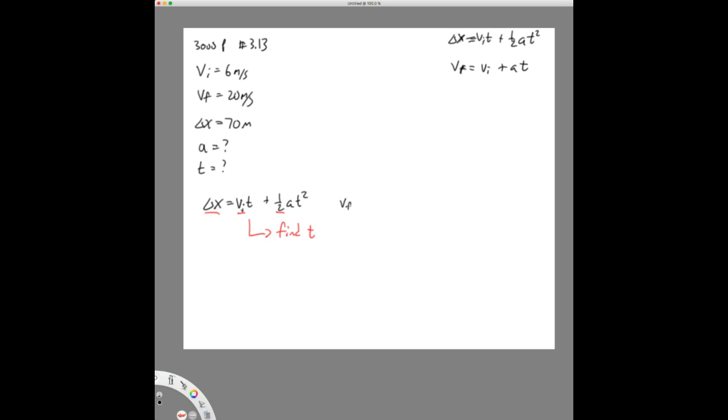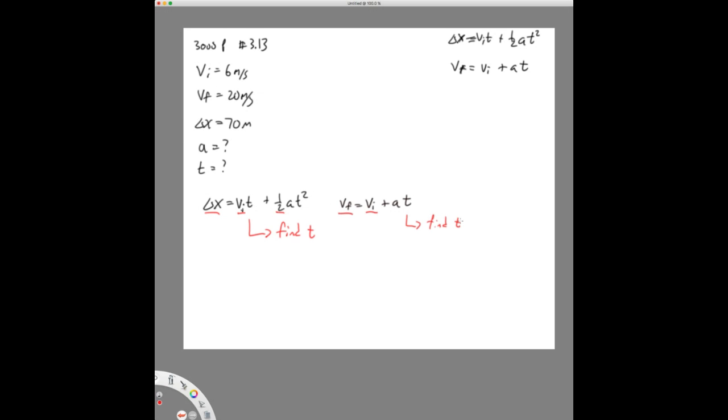If we have V final equals V initial plus acceleration times time, we check: do we know V final? Yes, we do. Do we know V initial? Yes. And because I have this translation, it's a tremendous improvement not to have to go back into the English to figure these things out. I want to find a. Do I know the t? No, I don't. So I either have to find t or pick another equation. But guess what? We don't have another equation.